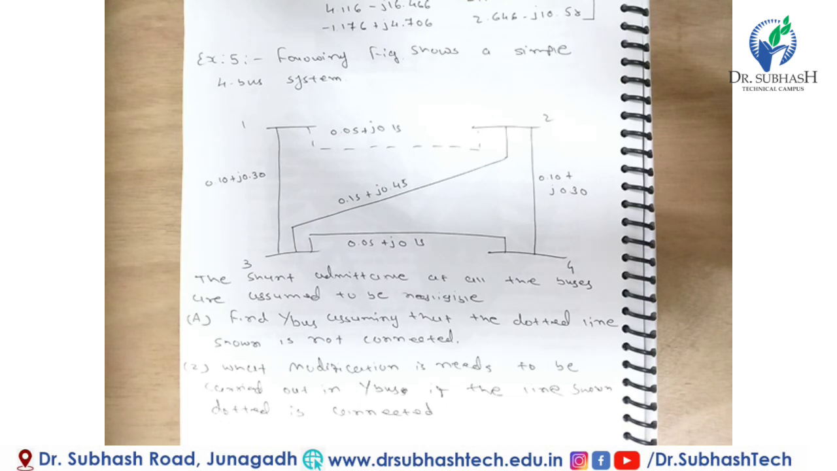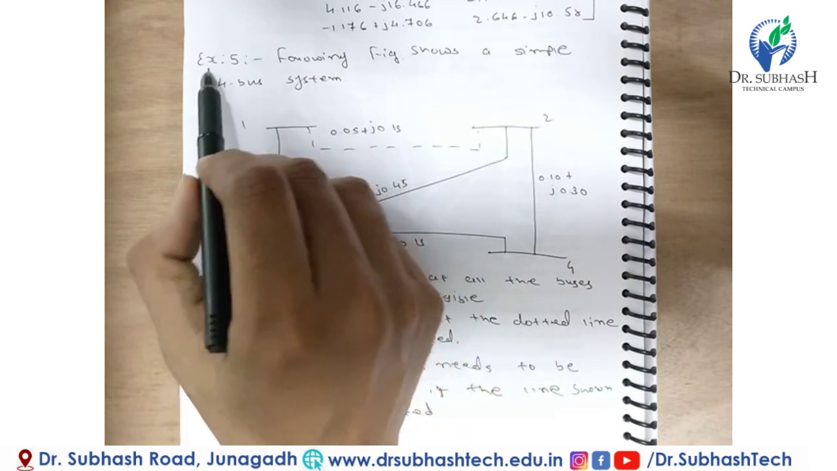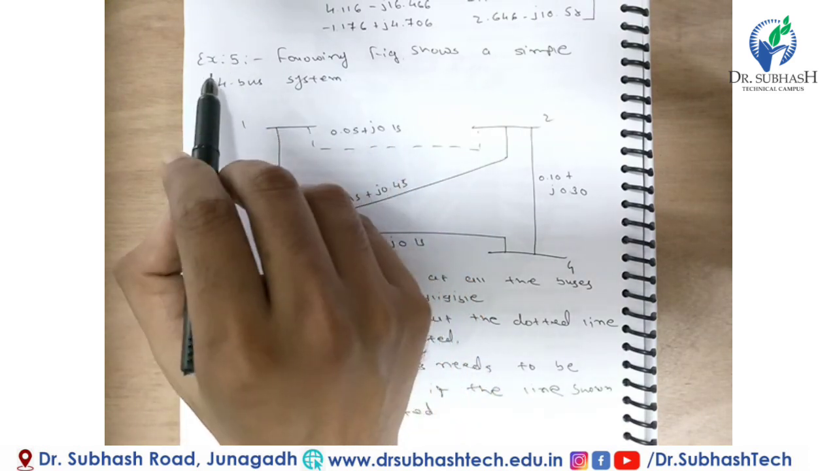Today we discuss the subject of power system. In this subject we cover the power system matrices topic. In the previous video lecture we discussed various examples related to power system matrices. In this video we discuss the next example related to power system matrices. So now we start example number 5.